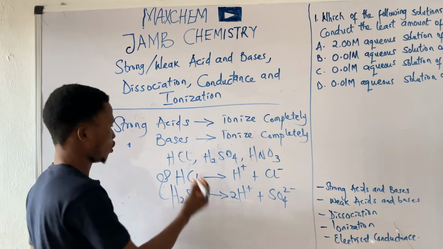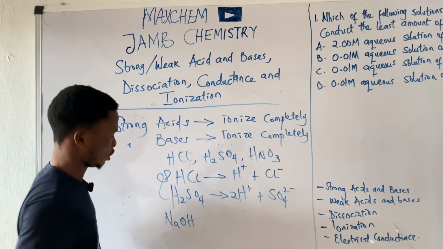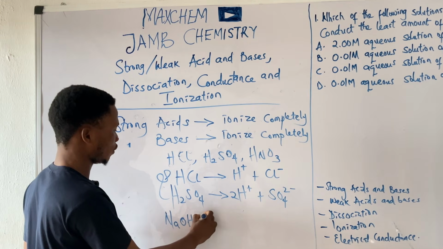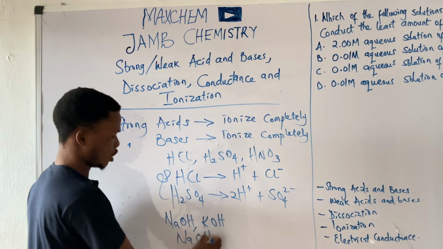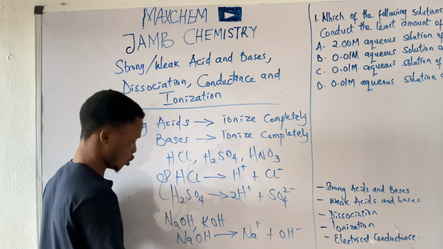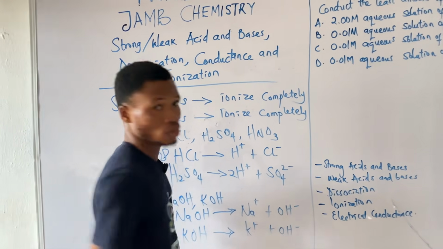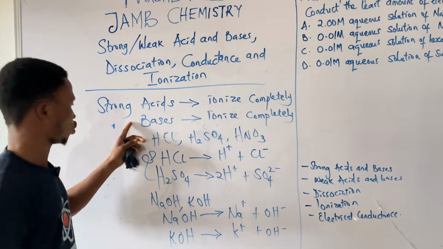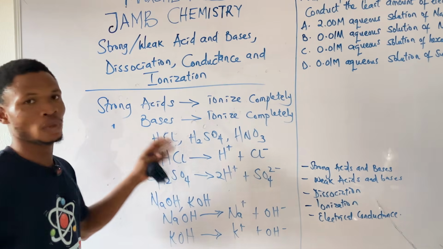While for strong bases, we have sodium hydroxide, NaOH, and potassium hydroxide. They will ionize completely. You have NaOH giving you Na+ and OH-. Also your KOH, you have K+ and OH-. So that is an example of strong bases. So strong acids are acids that ionize completely, while strong bases will also ionize completely.